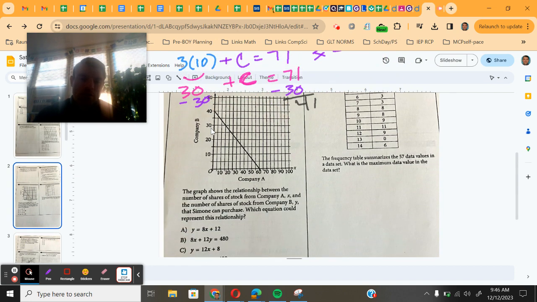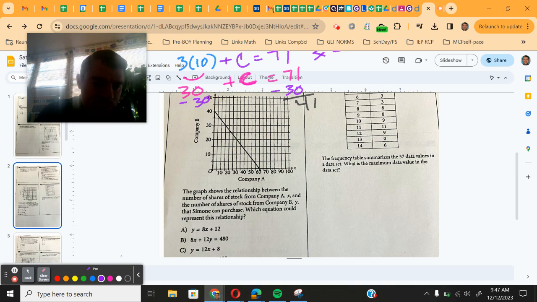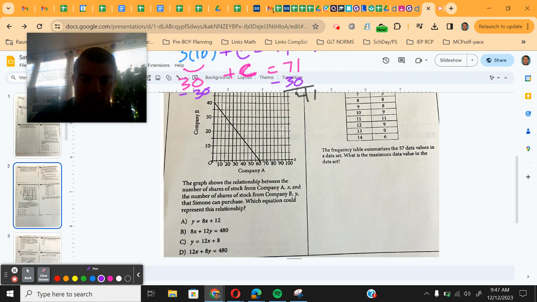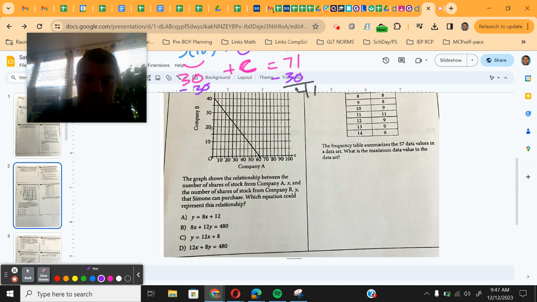Okay, the graph here is showing company A and B, number of stock shares. We're looking at two different types of equations. We have slope-intercept and standard. Let's look for the slope. So the slope, which is M, look for perfect points. I got (0, 40), and I got, this is a good one right here, (30, 20).